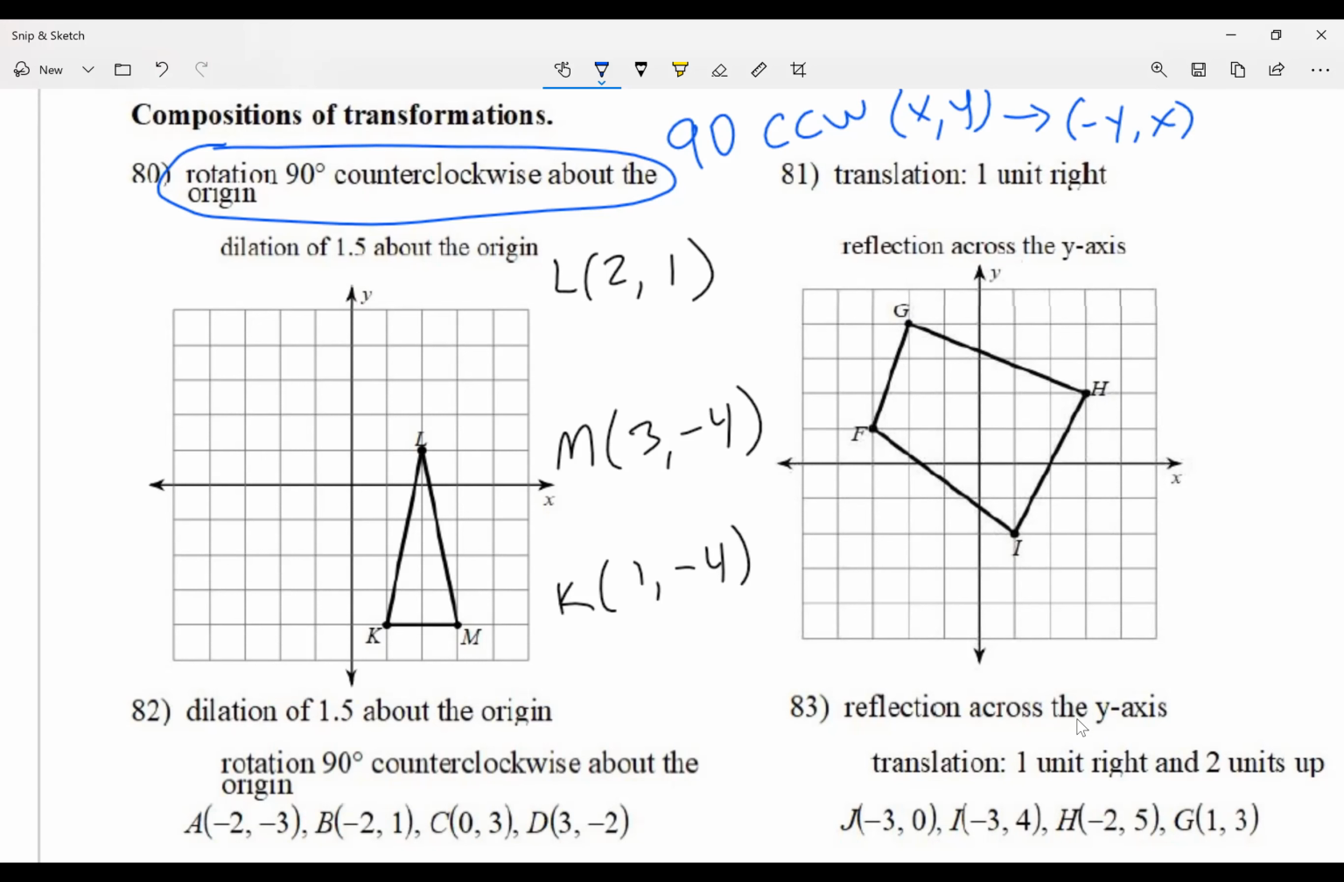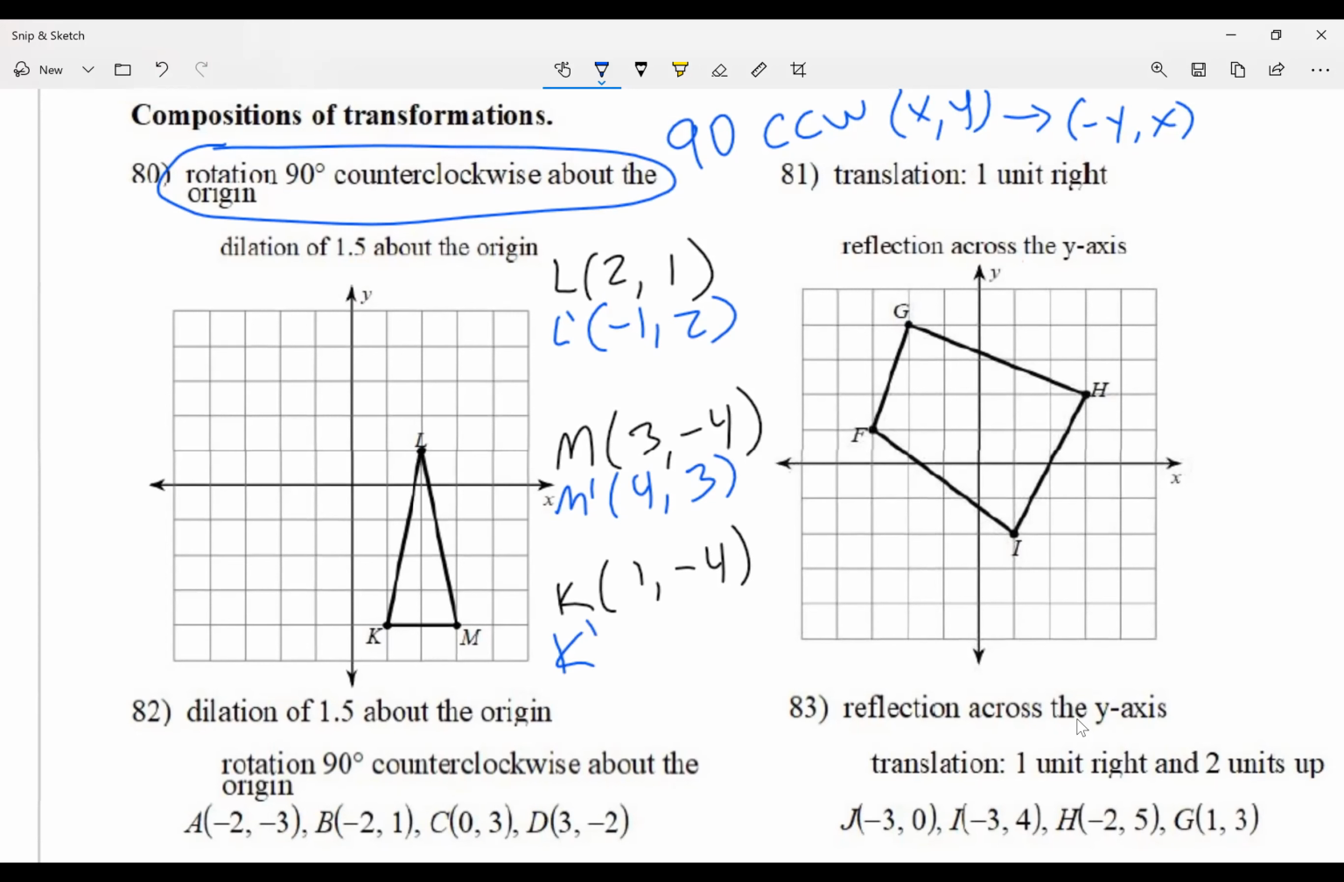So L prime, after the first transformation, is (-1, 2). If I was looking at M prime, my answer will be (4, 3). Notice I did switch the sign on the 4. Right? The instructions are not always make it negative. The instructions are change the sign. If I was looking at K, K prime will be (4, 1). All right, that's the first transformation.